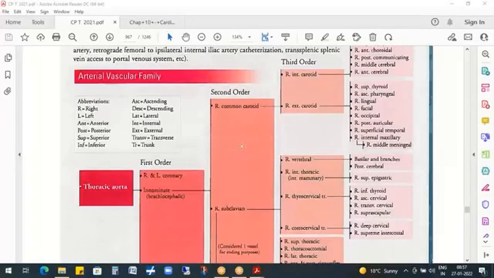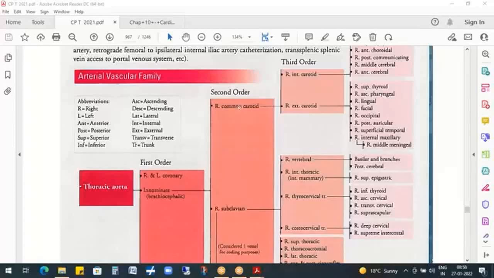Now you can see here. Come to thoracic aorta. If a catheter is placed in innominate and that is the termination point, that means where is the catheter? In innominate. Innominate means what is the order? First order. What is the code? 36215.